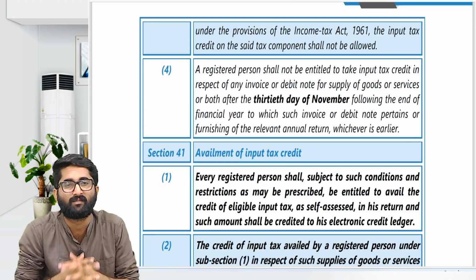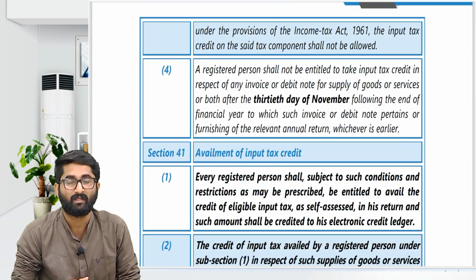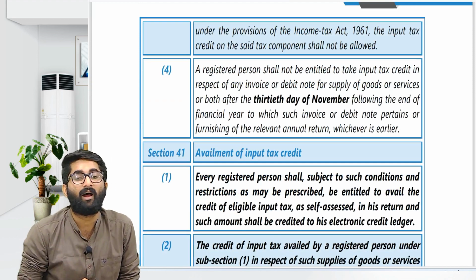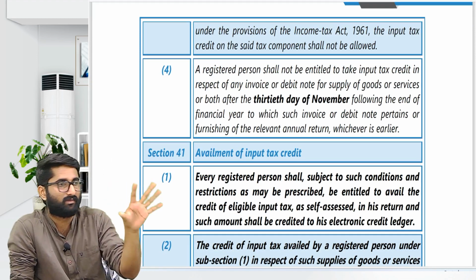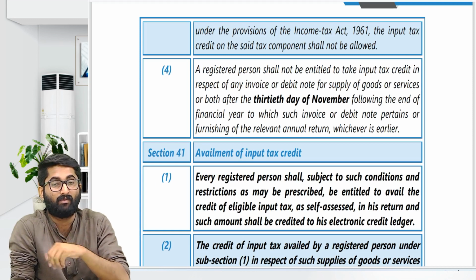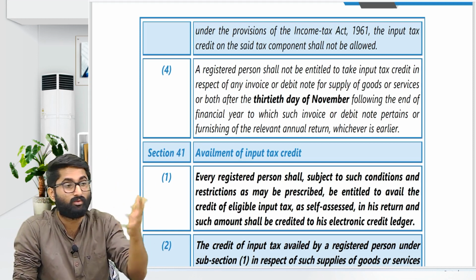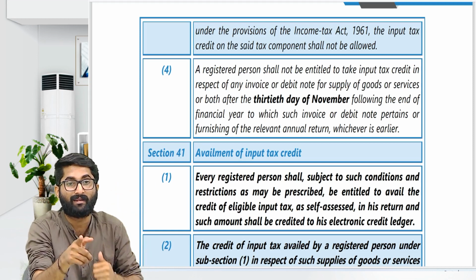Section number 16, subsection 4 says what is the last day to take the ITC. See, you lost one invoice, you couldn't take ITC. Okay, after some time you received the invoice, now you can take ITC, no?